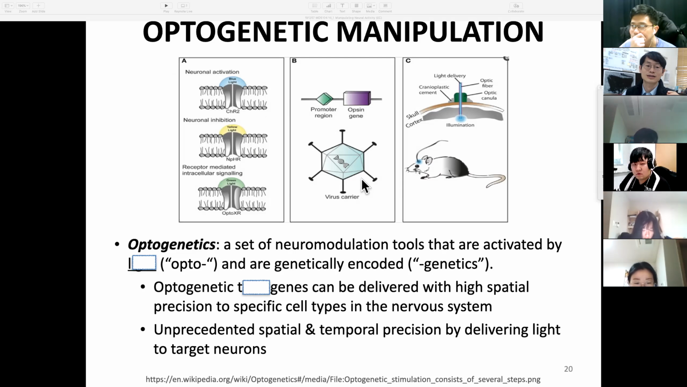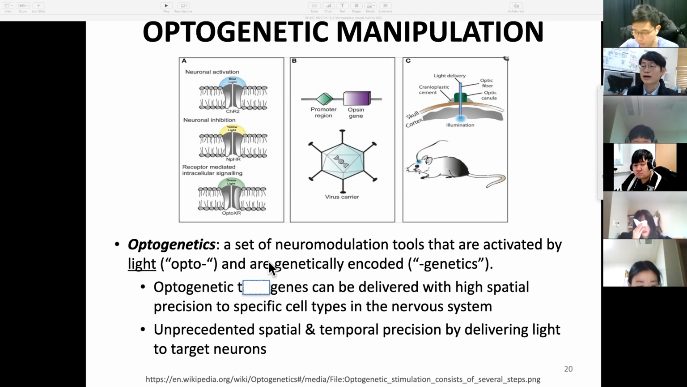You use a virus as a carrier. Then those specific neurons express this specific opsin gene, and then you shine the light. You need a technology for how to deliver light, such as using optical fibers. Okay. So optogenetics is a set of neuromodulation tools that are activated by light.